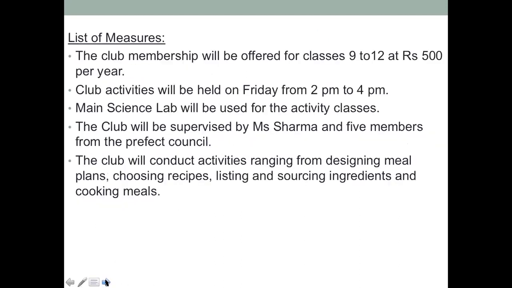So let us see the examples of list of measures. If you're setting up a culinary club, what could be the things that you need to cover? Very first, the club membership will be offered for classes 9 to 12 at rupees 500 per year. So very clearly, you have to begin by who is it meant for, because in a school you have different age groups. So you need to mention who this club is going to target, who are going to be the members of the club. So the club membership will be offered for so and so classes for so and so amount. Second point is about when.